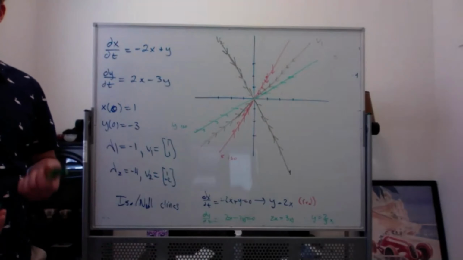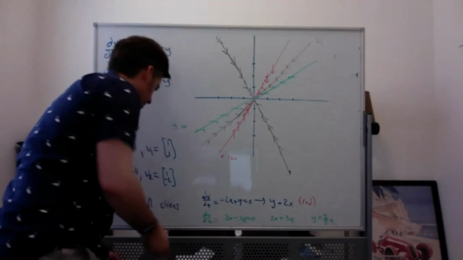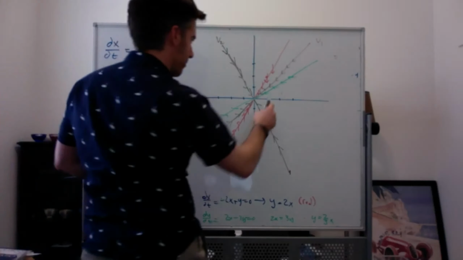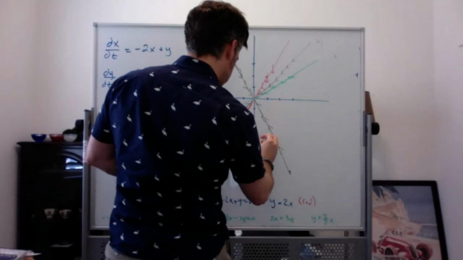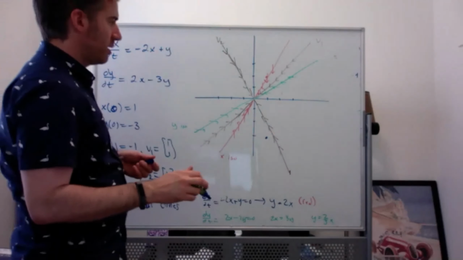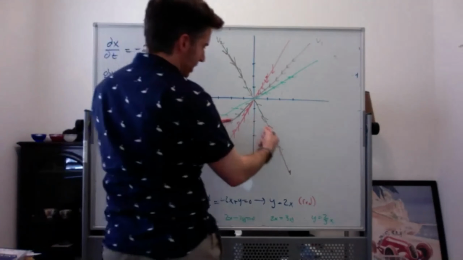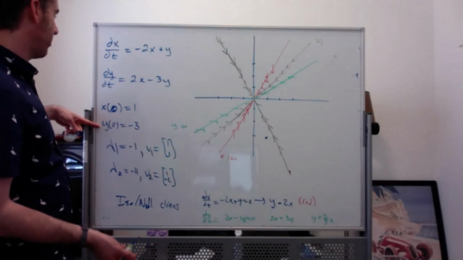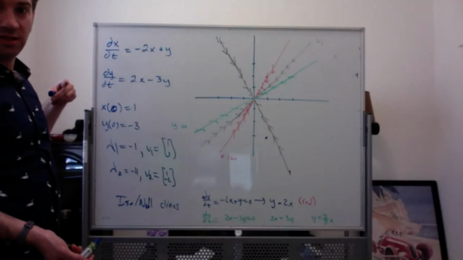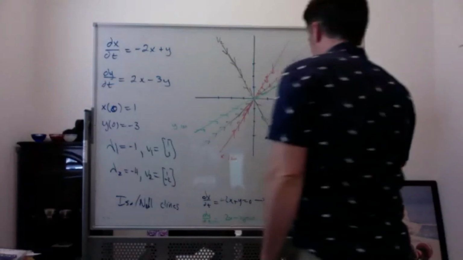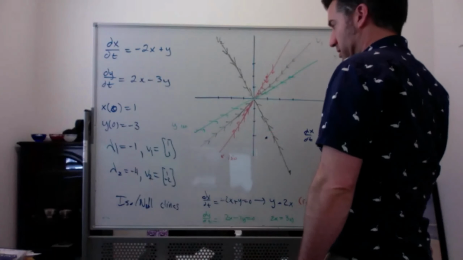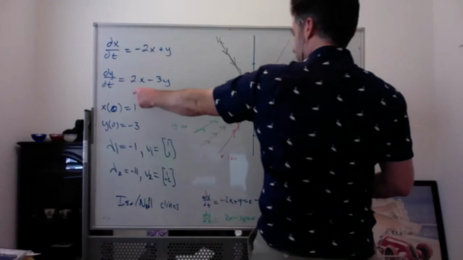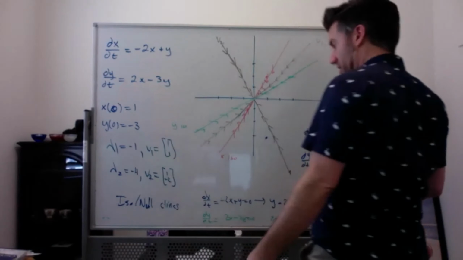But if I start somewhere that's not on one of the eigenlines, like for example, if I started at the point (1, -3), which is down here, I'm going to get pushed, the way I like to see it, by both of these eigenvectors. So what we really do is say, okay, x is 1 and y is -3, and then we plug those into these differential equations. So if x is 1 and y is -3, then at this point dx/dt is, let's see, -2 minus 3 is -5, and dy/dt is, let's see, 2 plus 9 is 11.